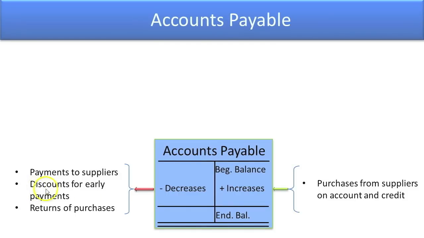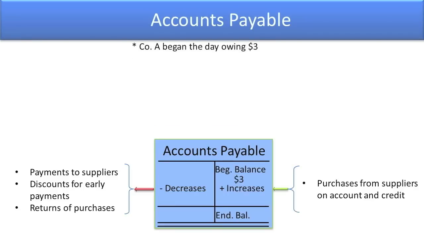Sometimes suppliers will give you a discount on the amount that you owe if you pay early. For example, if you pay within 10 days, the suppliers will give you a discount. Discounts can reduce the amount of accounts payable that you owe. Also, if you return previously purchased on-account items, your accounts payable will decrease.